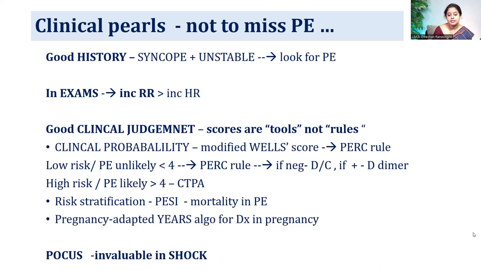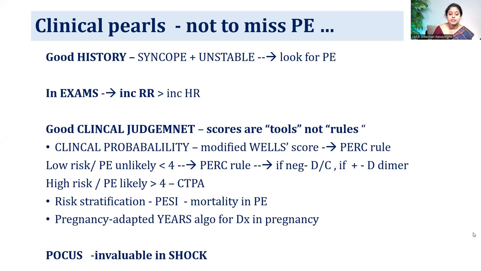So for these patients, we can apply another rule called the PERC rule. That also comes in MDCalc. If you apply the PERC rule to patients in the low risk category, and it comes back negative, you can safely discharge this patient without doing any further investigations. Remember, without doing further investigations. But if the PERC rule is positive, then yes, you have to do a D-dimer test.